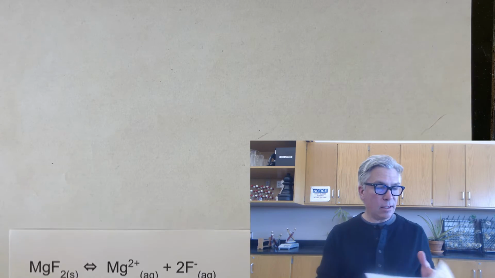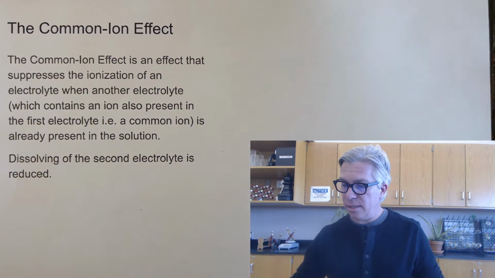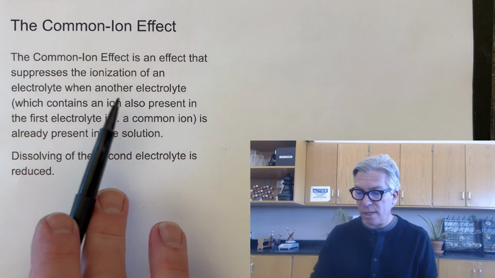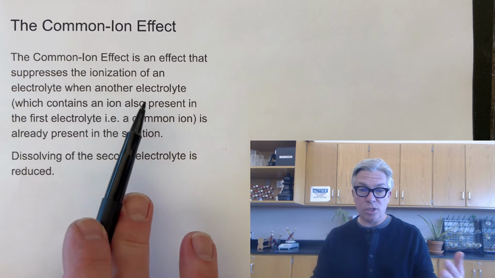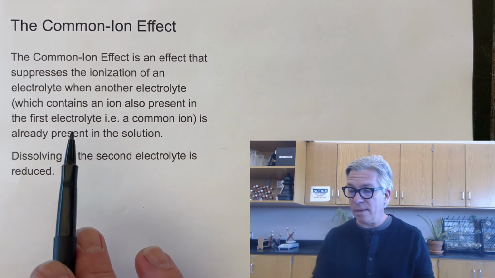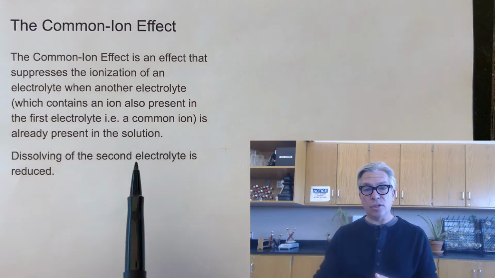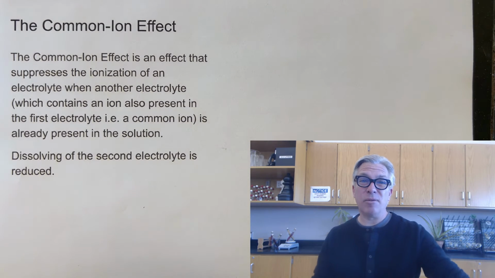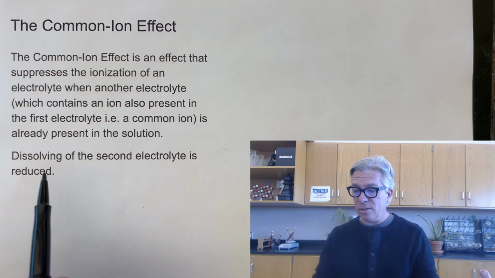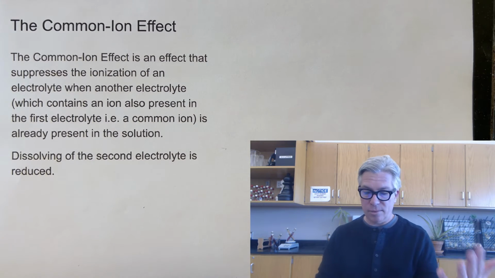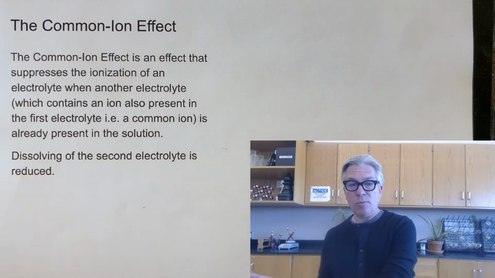Well, let's take a look at a wording of the common ion effect. Common ion effect is an effect that suppresses the ionization of an electrolyte when another electrolyte, which contains an ion also present in the first electrolyte, i.e. a common ion, is already present in solution. So it's trying to dissolve into a solution that contains some of itself already, and the dissolving of that second electrolyte is reduced. And so you end up with less being dissolved or more being undissolved.